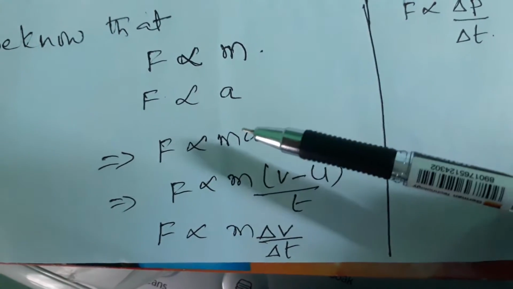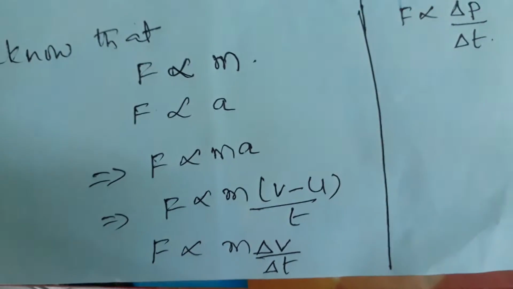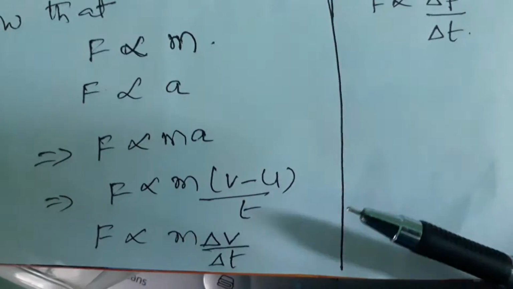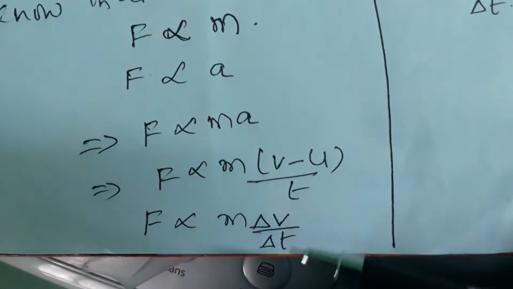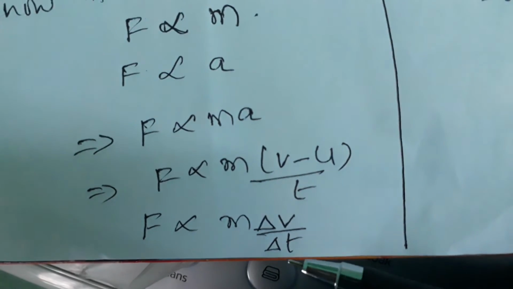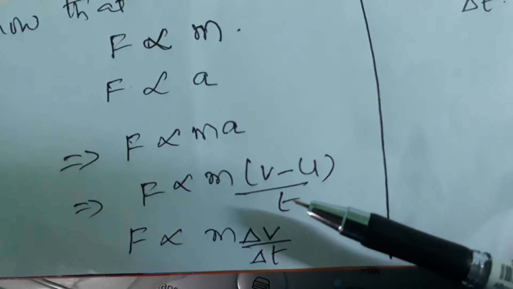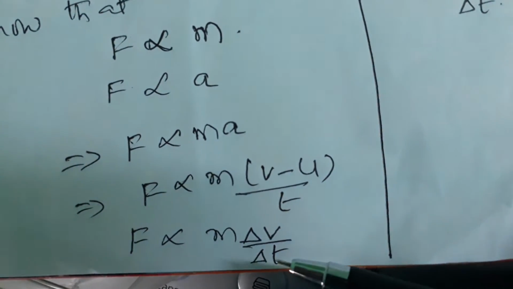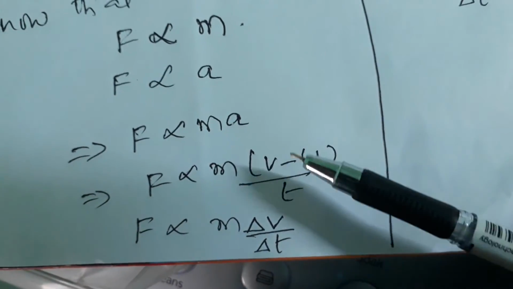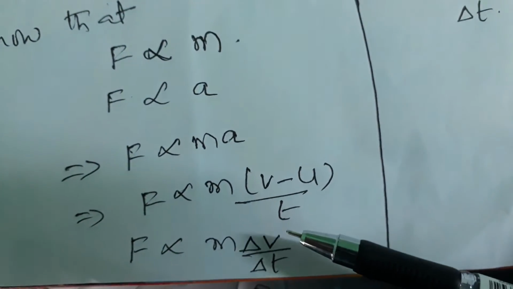So F is proportional to mass and acceleration, F is proportional to m into (v minus u) by t. (v minus u) by t is acceleration, and this can also be written as mass into change of velocity by change in time. Change of velocity is represented with delta v, and change in time with delta t. It takes some certain duration of time. The change in the velocity of the body because of force is delta v.